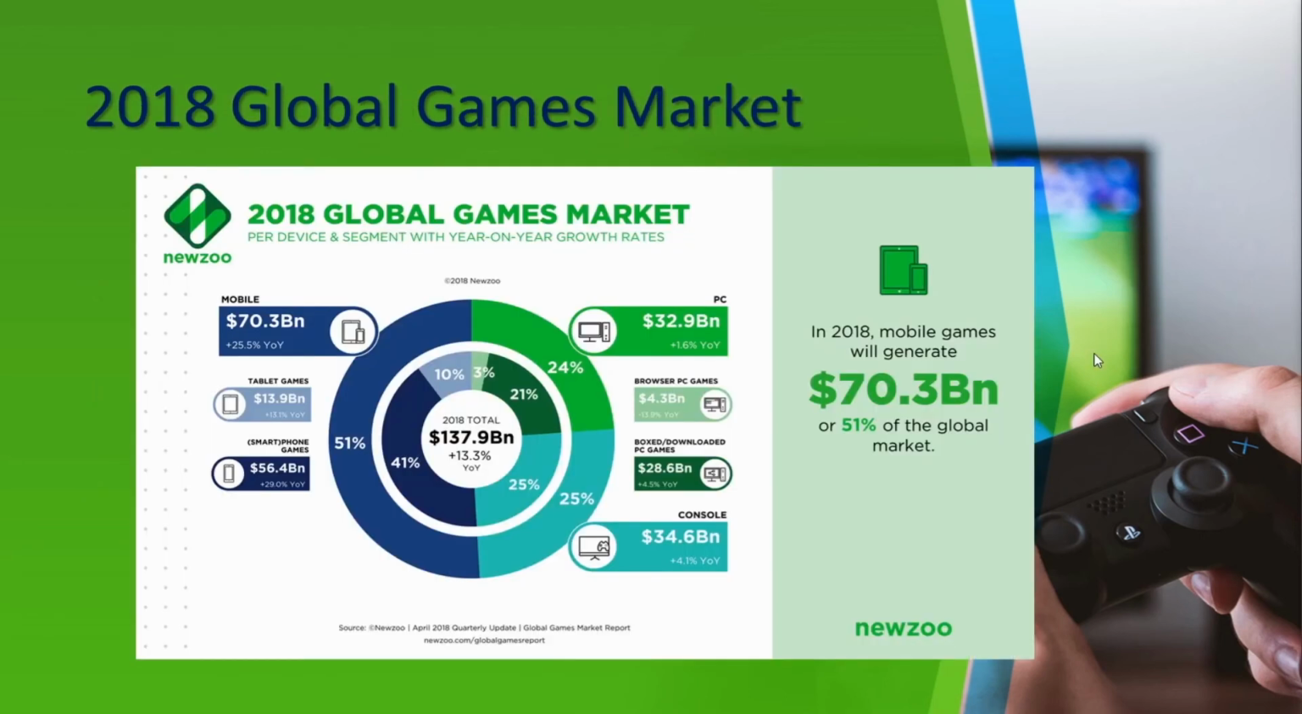Next, we have the 2018 global games market share. In 2018, guys, mobile games generated $70.3 billion, or 51% of the global market. For the PC, it had $32.9 billion, or equivalent to 24% of the games market. Then for console, it had $34.6 billion, or 25% of the games market. As you can see, the data from 2018 states that mobile games compose 51% of the global market earnings from games. That's it. I believe mobile games already overtook the game market sales way back in 2018 and up until now.